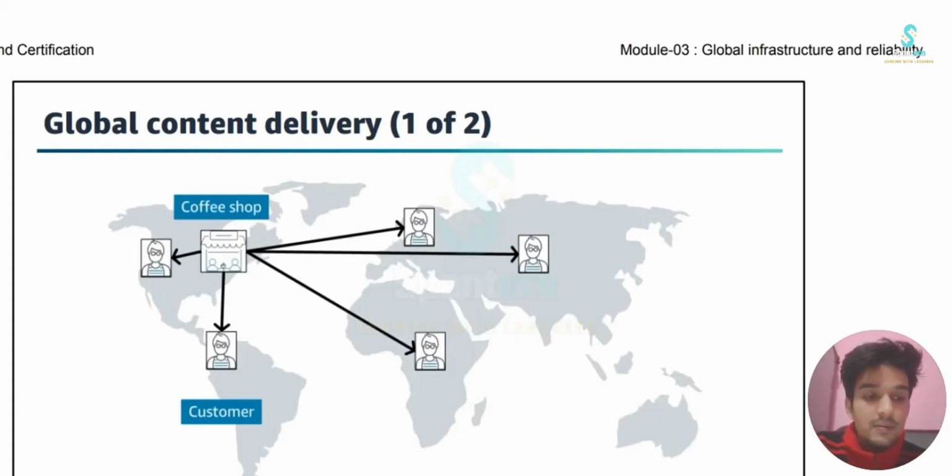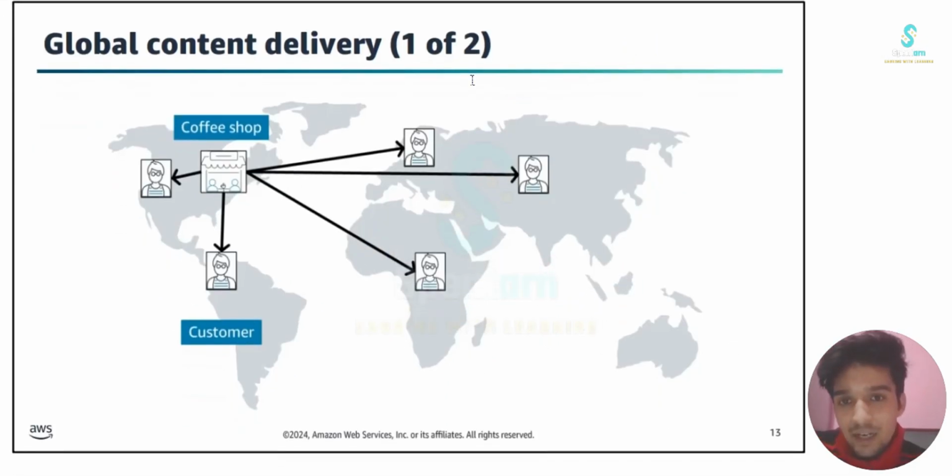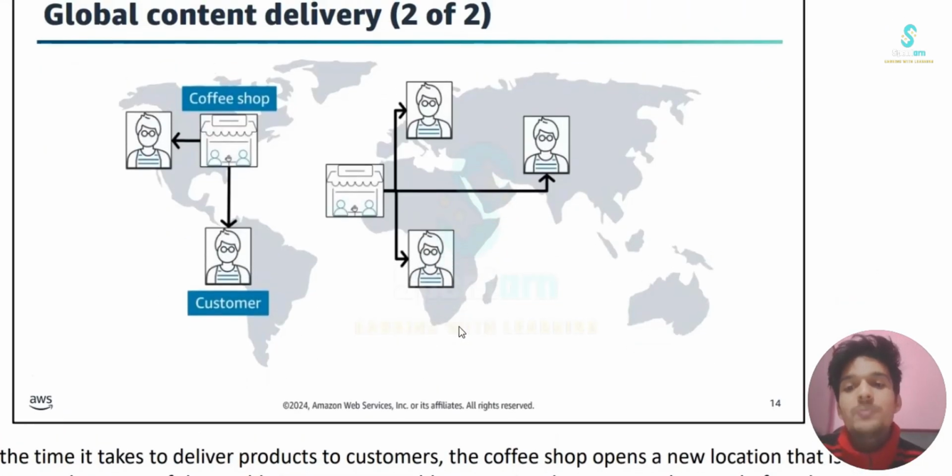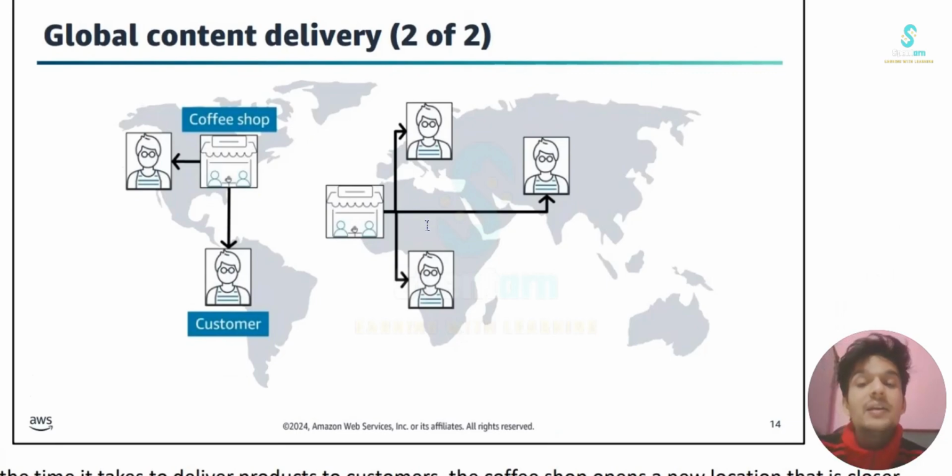Then moving ahead, this is the global content delivery. For example, we are taking a coffee shop, and this coffee shop is operating in a particular region of the globe, right? There are customers from Asia, customers from Africa, many customers from different regions, and this is my single coffee shop. If they want to handle this many customers, they must be facing some kind of issues, like delay in delivering and maybe some other issues as well. So in that case, we should have the same coffee shops available in different regions.